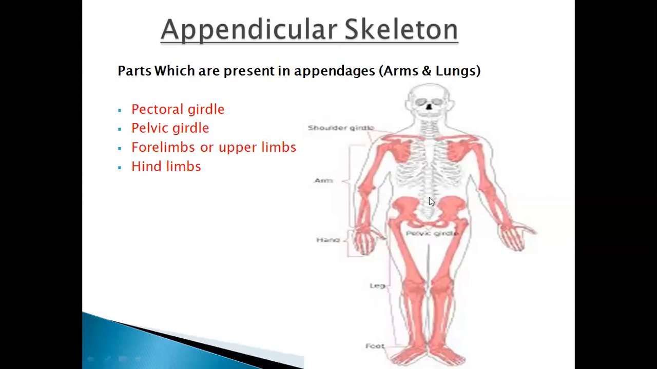Then this lower area, the red highlighted part, is the pelvis region, so it is known as the pelvic girdle. Next to them is this leg area, which is known as the hind limbs. Here I have mentioned the pectoral girdle, pelvic girdle, forelimbs or upper limbs, and hind limbs. They all make up your appendicular skeleton. And what is the appendicular skeleton? The bones present in appendages, arms and legs.